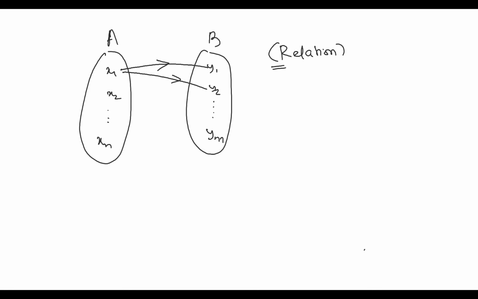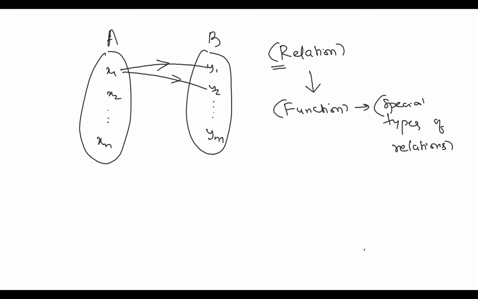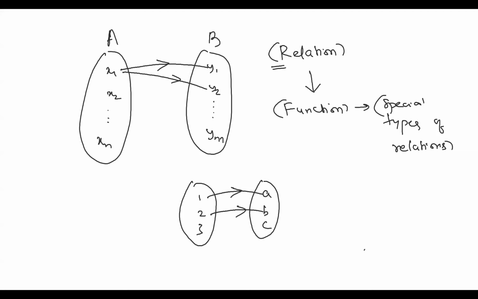Whereas if the same relation has to get constrained and become a function. Functions are basically special types of relations. You know all these things, right? What happens in them? When you talk about two sets, let's say 1, 2, 3 is here, ABC is here. If 1 is related to A and 2 is related to B, I can still call this a relation, but not a function yet.